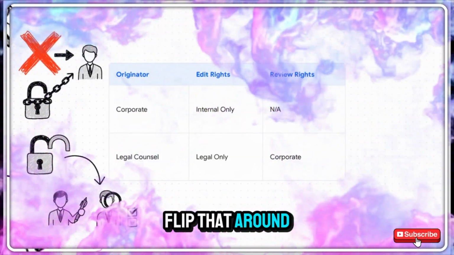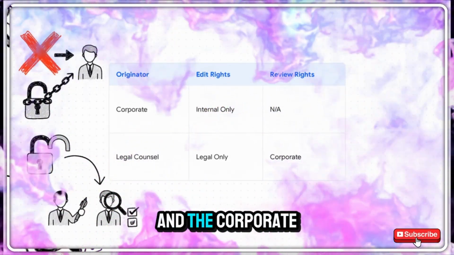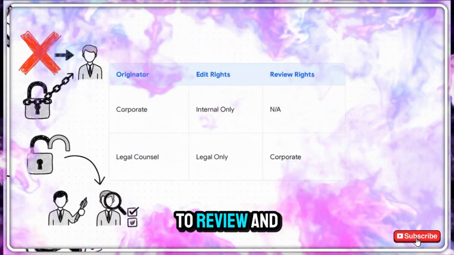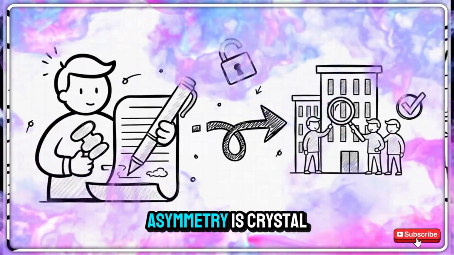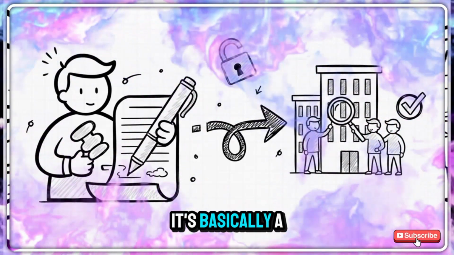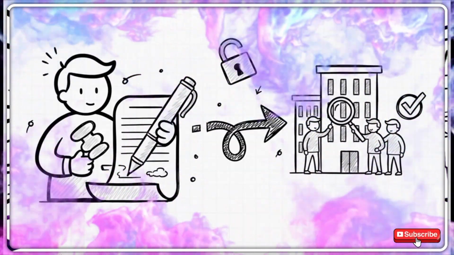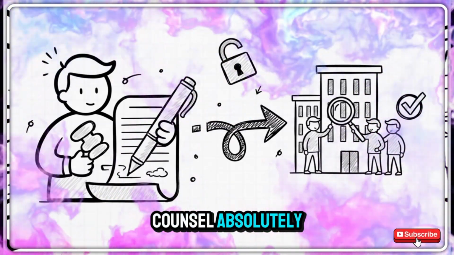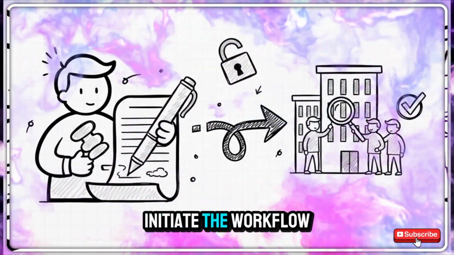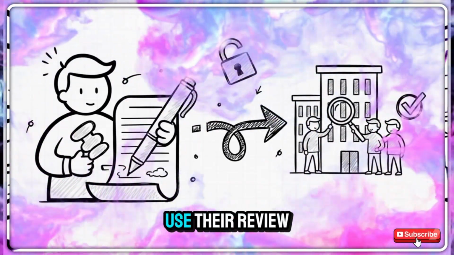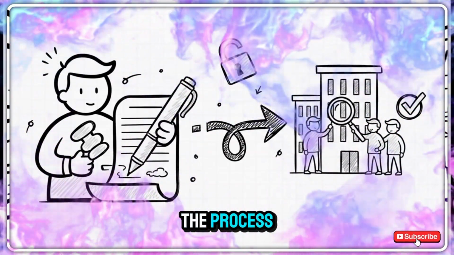But flip that around. If the external legal counsel originates the draft, they retain their editing rights, and the corporate internal team gets the ability to review and accept the draft. So the actionable insight from this systemic asymmetry is crystal clear. It's basically a collaborative imperative. To ensure cross-functional visibility, your external legal counsel absolutely must act as the sole originators for all drafts. By having legal initiate the workflow, you allow internal teams to use their review and acceptance rights without accidentally locking anyone out of the process.